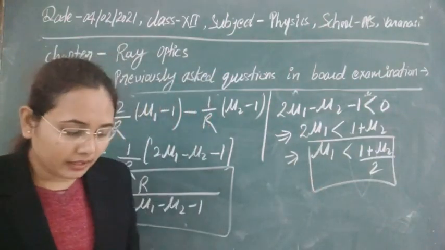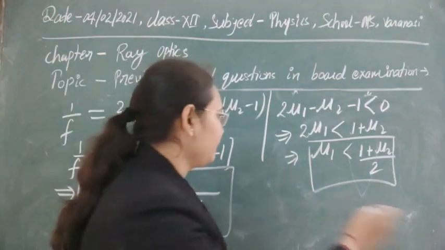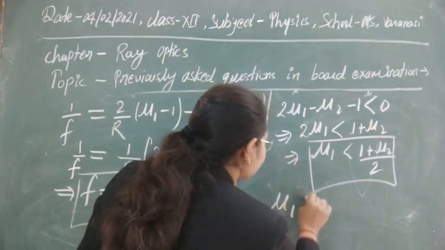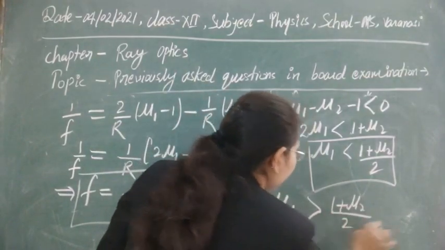Third is given: draw the ray diagram for the case when mu1 is greater than (1 plus mu2) by 2.